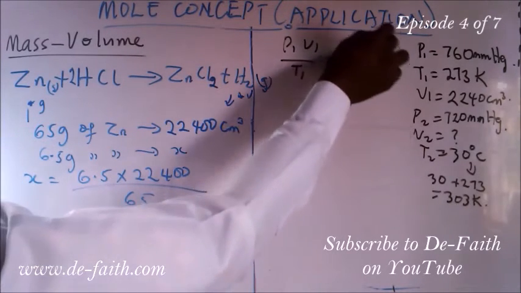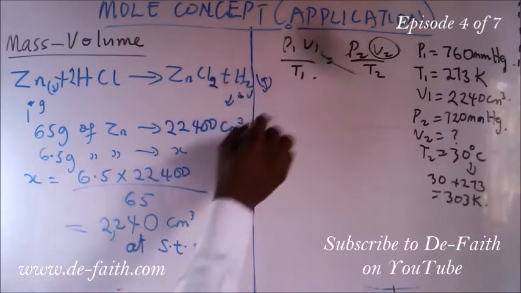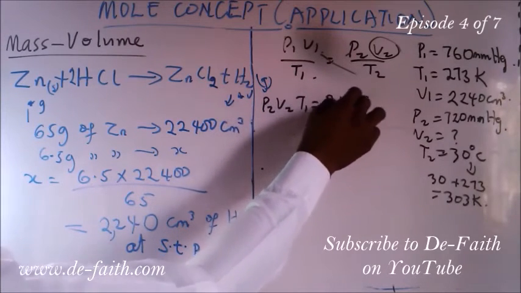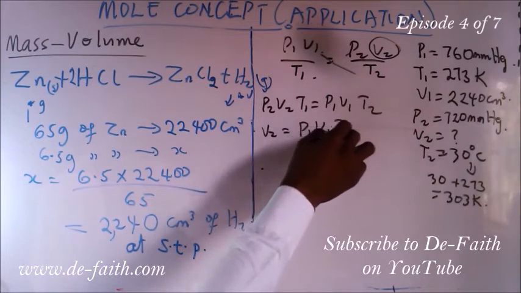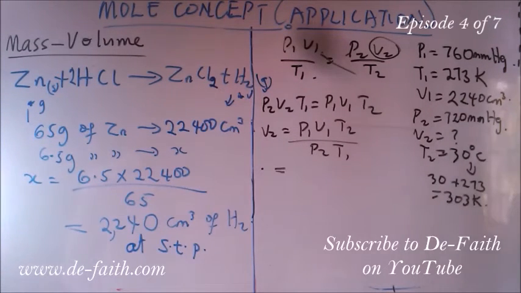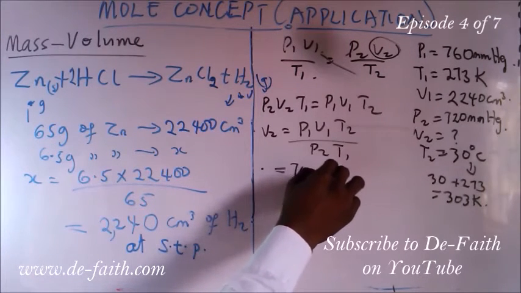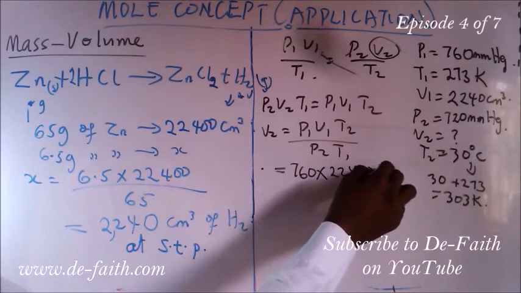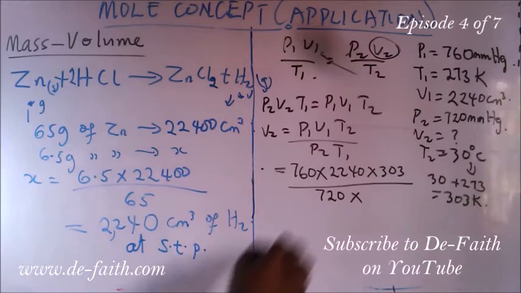Now we are looking for V2, so we can make V2 the subject of this equation. We cross multiply this, bring this here and bring this over here. So we have P2 V2 T1 equal to P1 V1 T2. Hence, V2 equal to P1 V1 T2 over P2 T1. So we will substitute our values into the equation. P1 is 760, V1 is 2240, and our T2 is 303 over P2 is 720 and our T1 is 273.